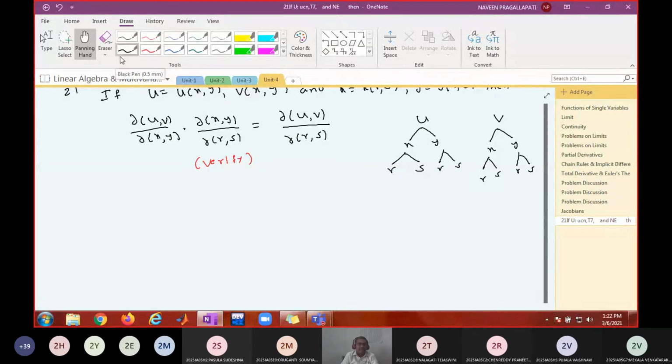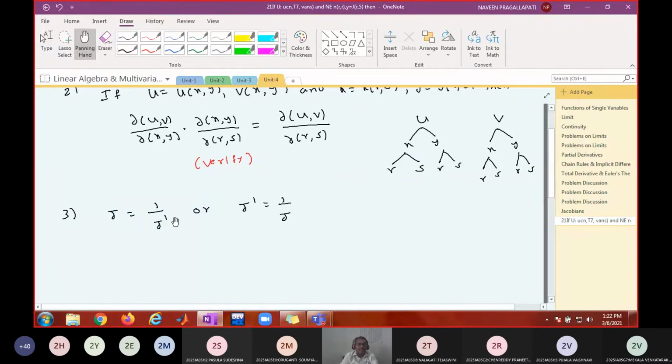Okay, so when can I write J' J equal to 1, or J' equal to 1 by J? Only when the latter one is non-zero. Whenever J' is non-zero, you can take the reciprocal, or whenever J is non-zero, you can take the reciprocal to get J'. Okay, you understand?